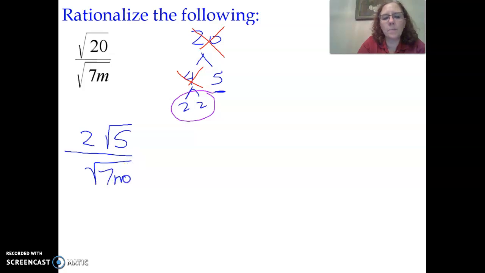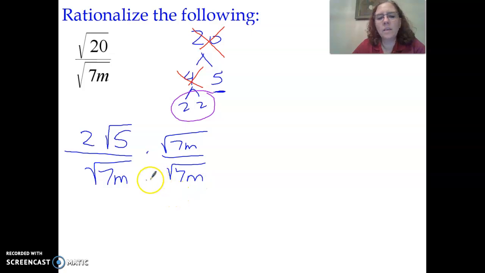Let's put that back. Okay, so our goal is to get rid of this square root in the denominator. So remember we said last time you have to have 2 of them to come outside, right? So I'm going to do the square root of 7m on the top and the bottom. So that gives me 2 7's and 2 m's. So when I look at what's going to come outside, I should have both the 7 and an m, because I had 2 7's and I have 2 m's.